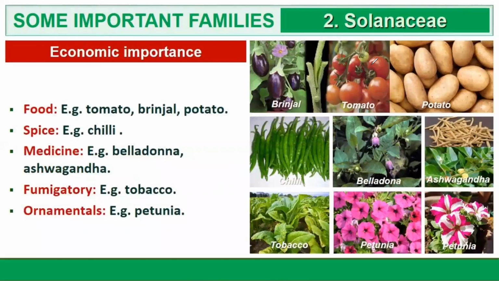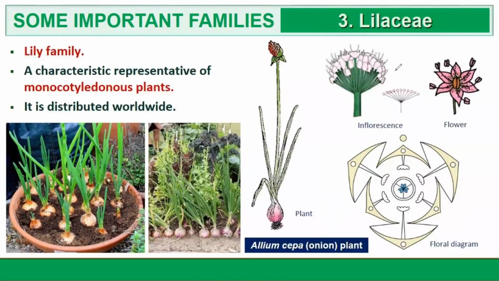What is the economic importance? They are used as food. Examples: tomato, brinjal, potato. As a spice, an example is chili. Medicine: belladonna, ashwagandha. Fumigatory like tobacco, and as ornamental plants, petunia. The second family is Liliaceae, the lily family, a characteristic representative of monocotyledonous plants.